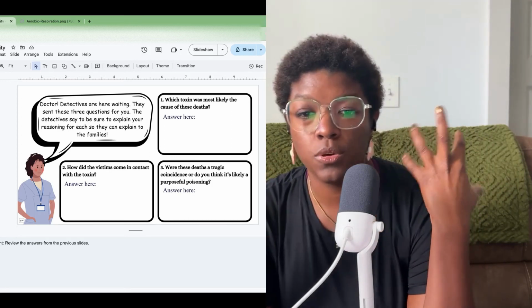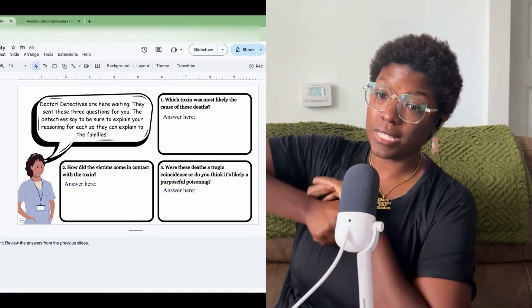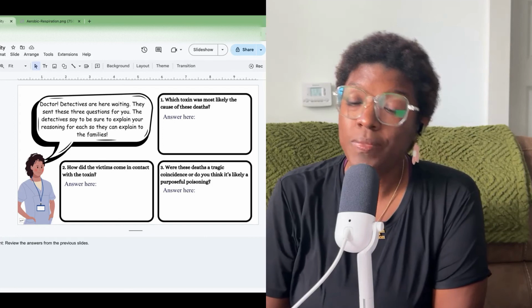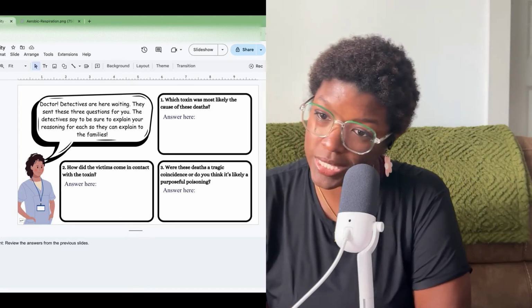And so the students go through and explain, and they go back to the initial evidence and those case summaries to determine how the victims must have come in contact with the toxin. And it comes to a conclusion about whether this was a tragic coincidence or purposeful poisoning.